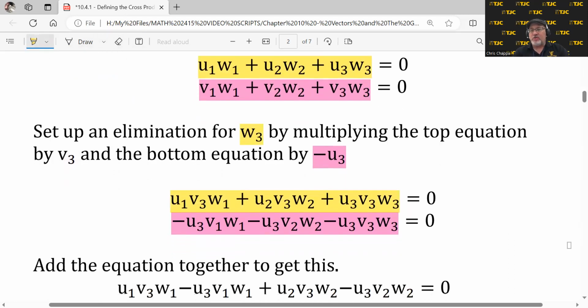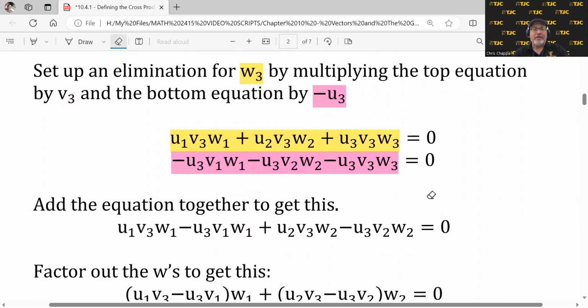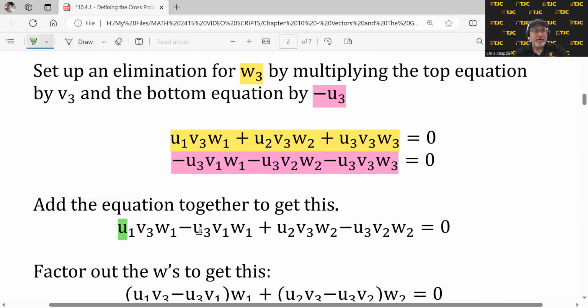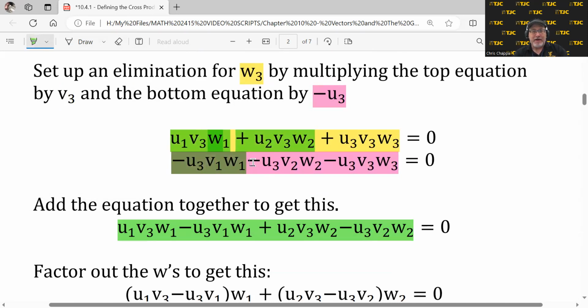Now, by our choice of multipliers, we have now set up opposite terms on the W3. So when we add these equations, they will cancel. Adding the equations together will give us this new equation, which I'm going to highlight in green. It's basically this guy minus this guy plus this guy minus this guy, because the other stuff cancels.